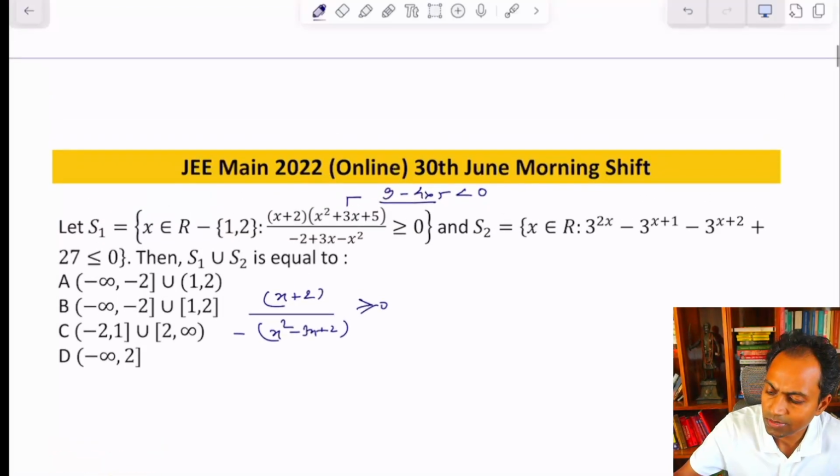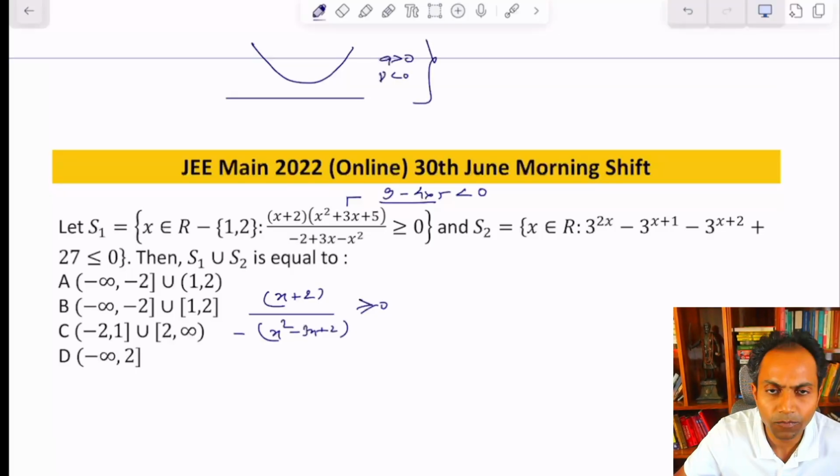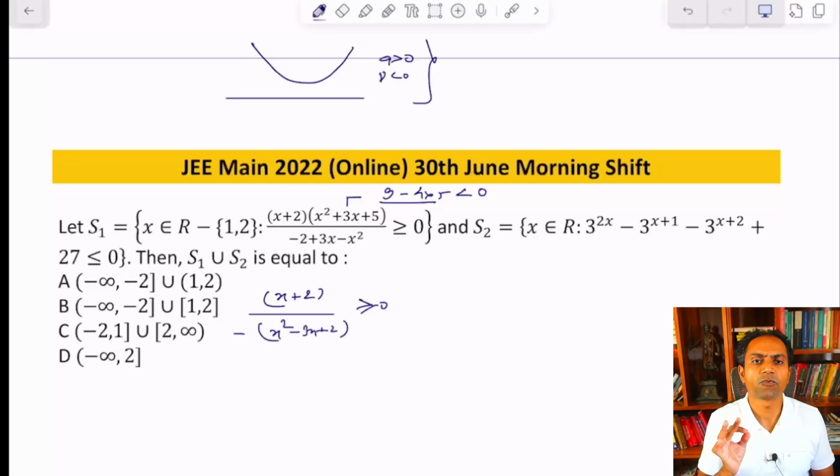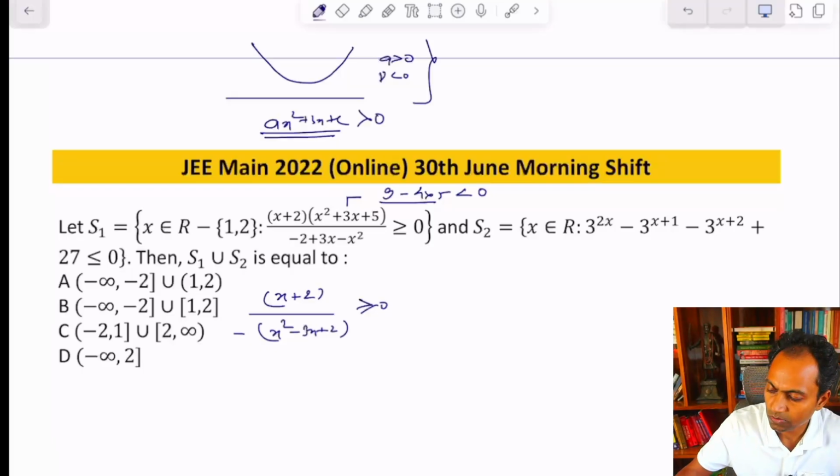Those who don't understand why this became greater than 0 should understand the graph. If you draw the graph of this polynomial, it would be like this, because a is greater than 0 and D is smaller than 0. This is very important. These concepts have been asked in JEE multiple times. So you should know this idea: for a quadratic ax square plus bx plus c, if a is greater than 0 and D is smaller than 0, this is always going to be greater than 0.